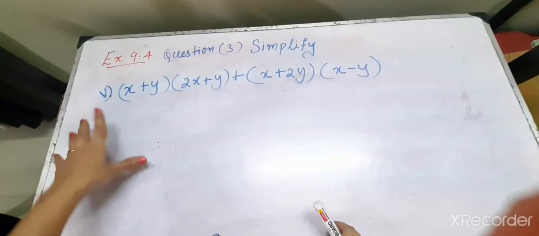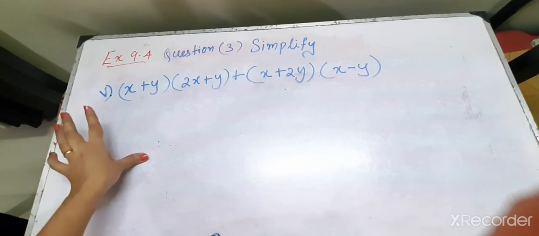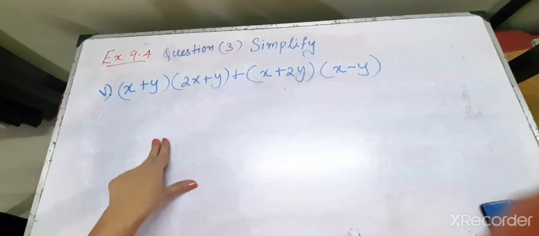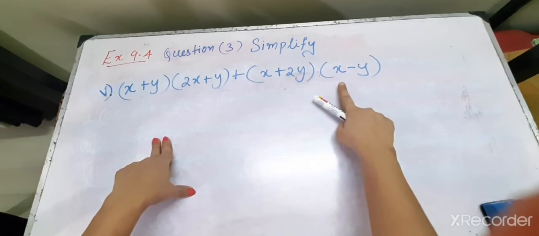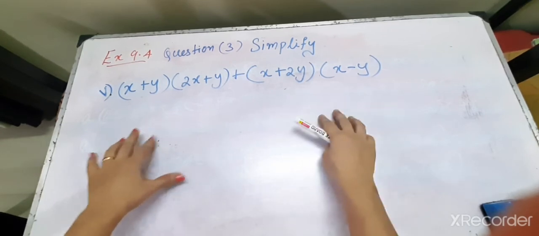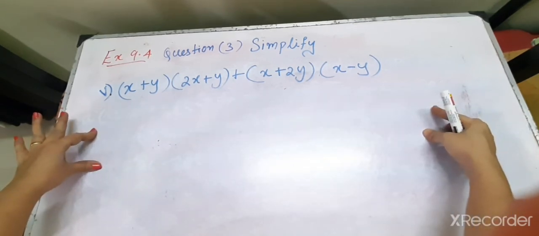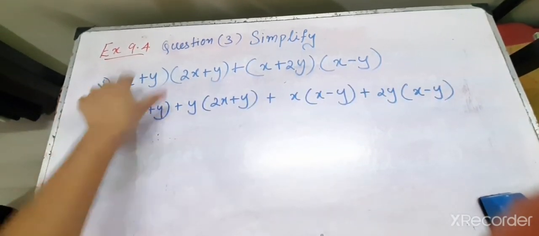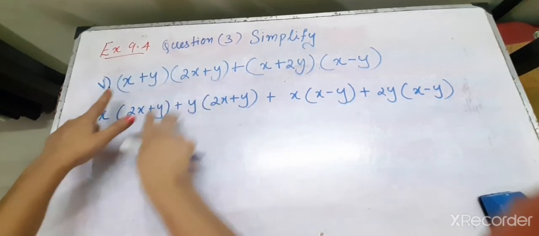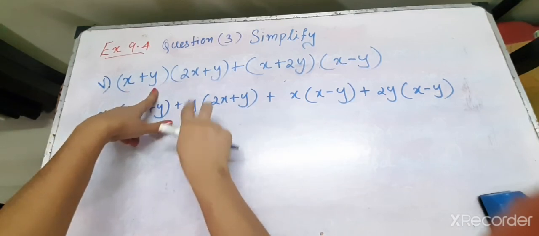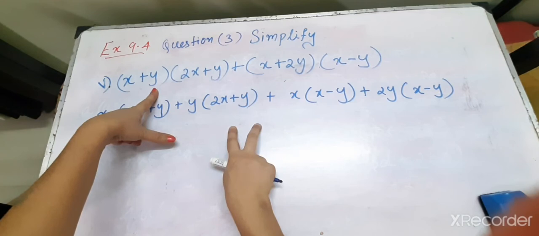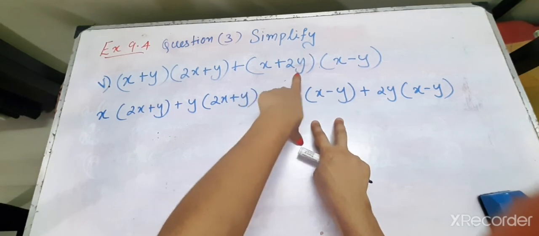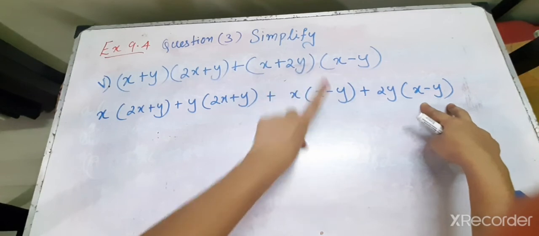Now, children, exercise 9.4, question number 3, fifth sub-question. Okay, so (x plus y) into (2x plus y), these two binomials you will multiply and write, and (x plus 2y) into (x minus y), these two binomials you will multiply and write. Then all together you will add and select the like terms and add them together. Now children, first term into this binomial: x into 2x plus y plus y into 2x plus y. Now same way this side, x into x minus y plus 2y into x minus y. Okay, you have written all the things.